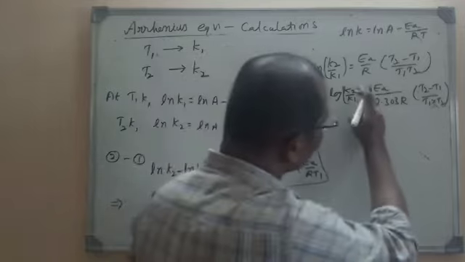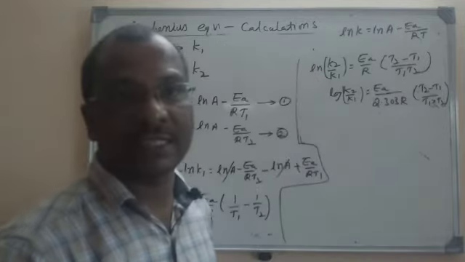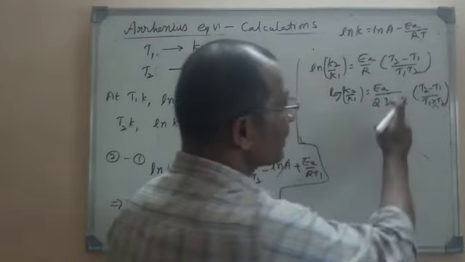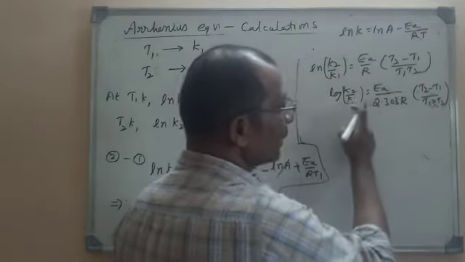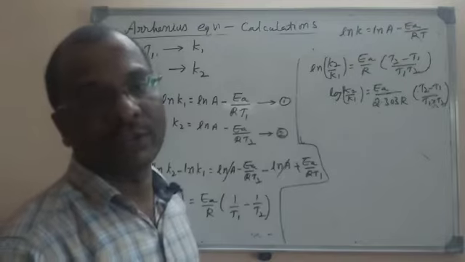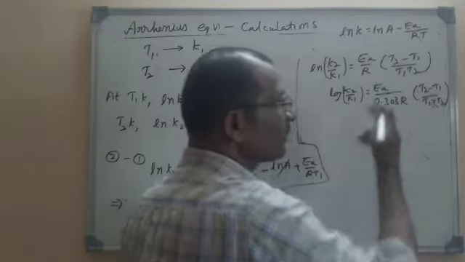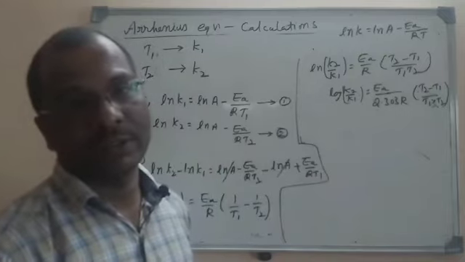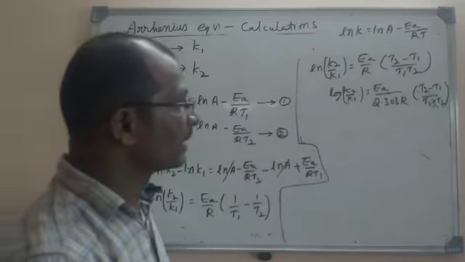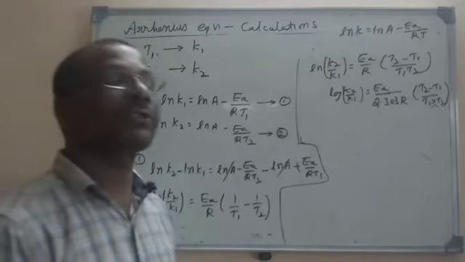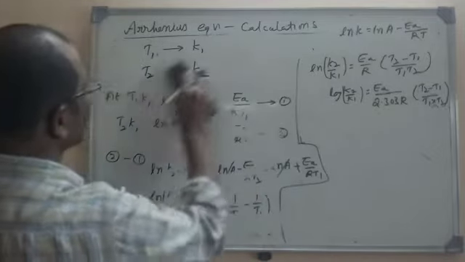Here K1 and K2 are the two velocity constants, and here we have the activation energy EA. If activation energy is given, and T1 and T2 are given, and K1 is given, you can find K2. If K1, K2 and T1, T2 are given, you can find the activation energy. Let us see some problems based on this. This is the Arrhenius equation that we are going to use for doing calculations.